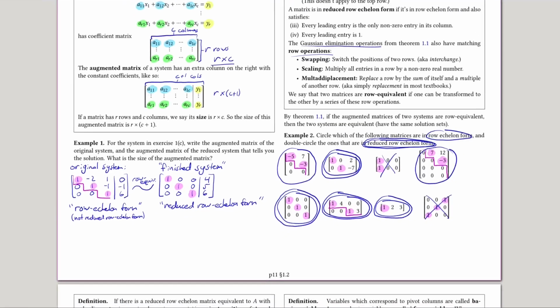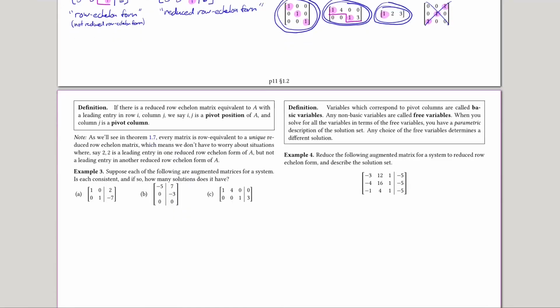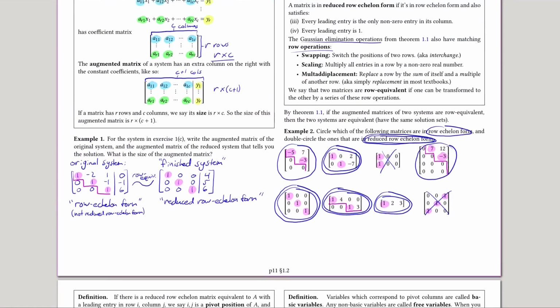So next, we're going to do an example of describing the systems once they've been reduced or partially reduced. And let's save that for the next video.